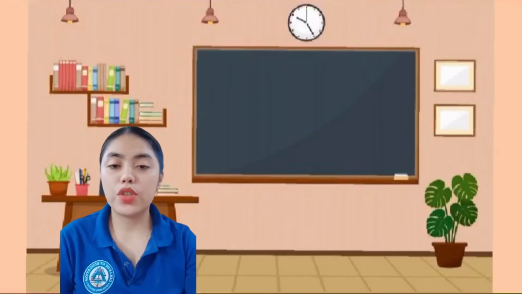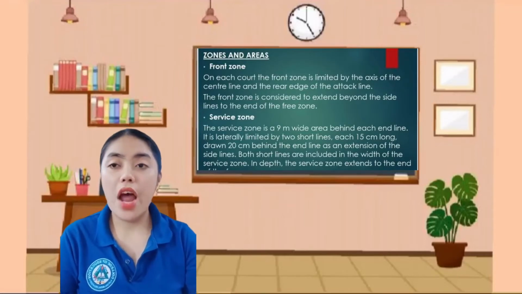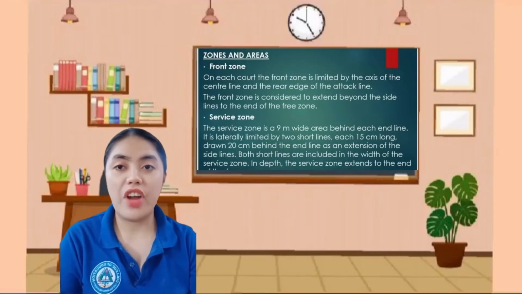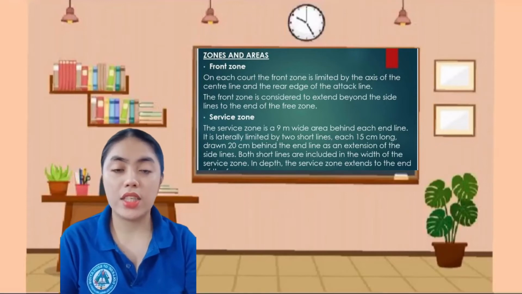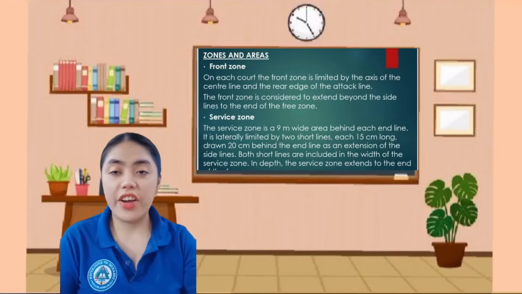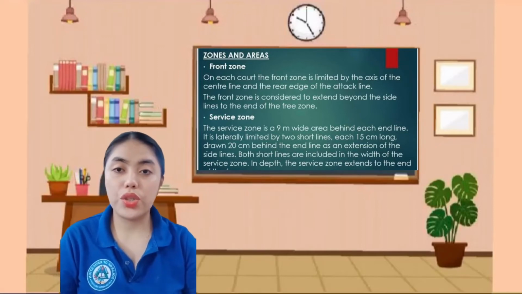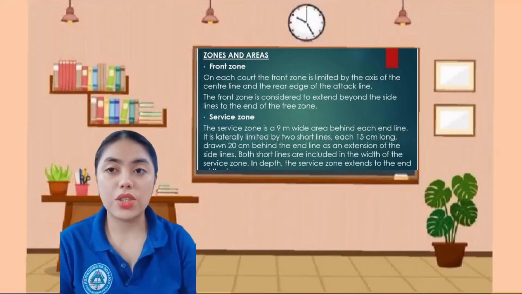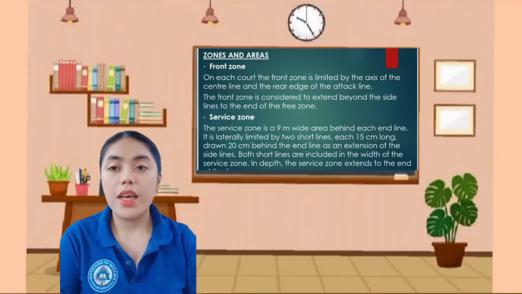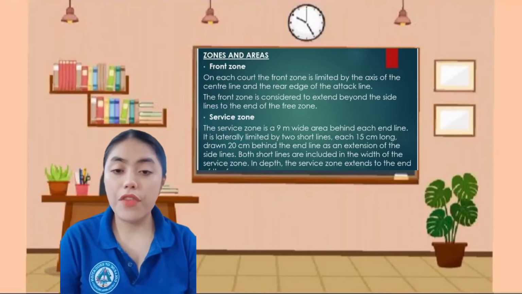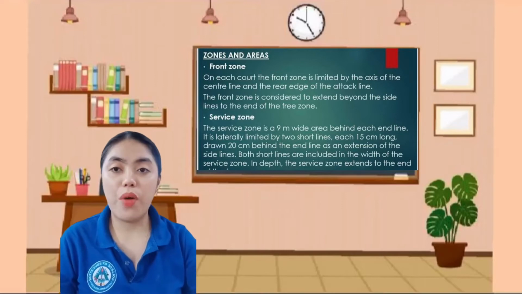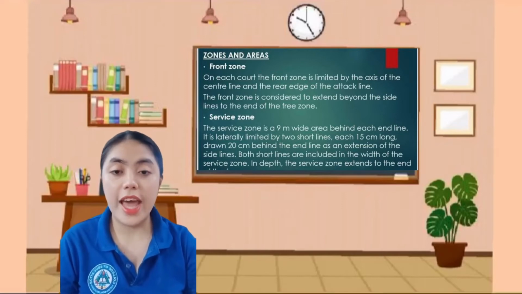Now let's move to zones and areas. Front zone. On each court, the front zone is limited by the axis of the center line and the rear edge of the attack line. The front zone is considered to extend beyond the sidelines to the end of the free zone. Service zone. The service zone is a 9 meter wide area behind each end line.